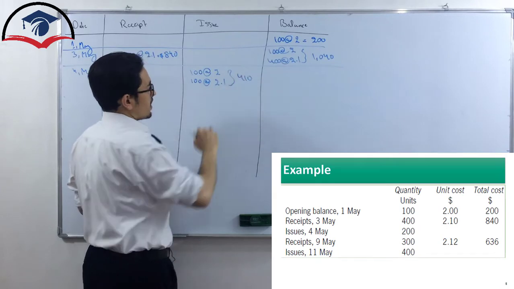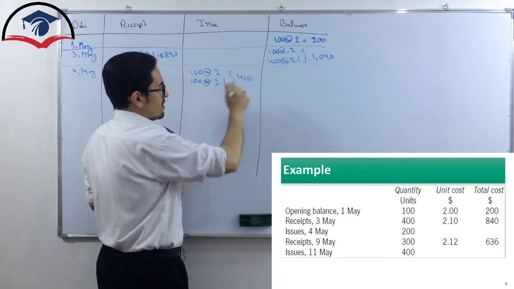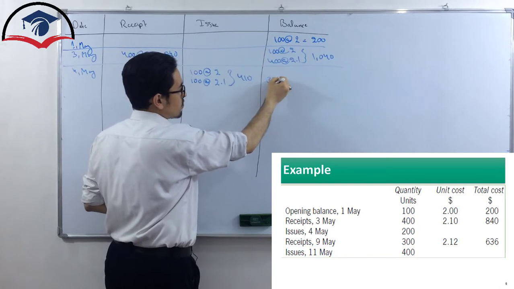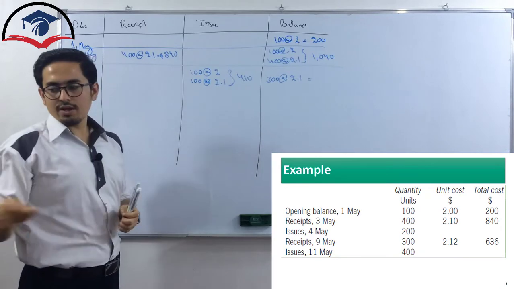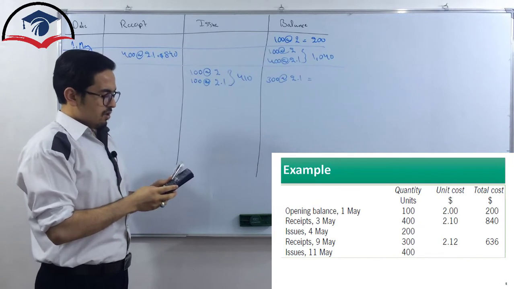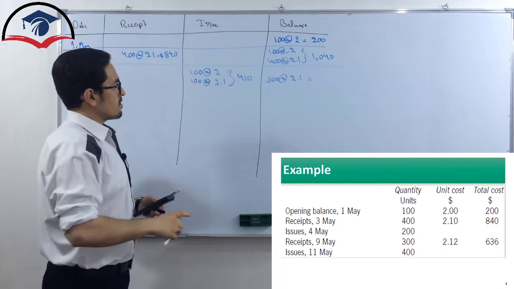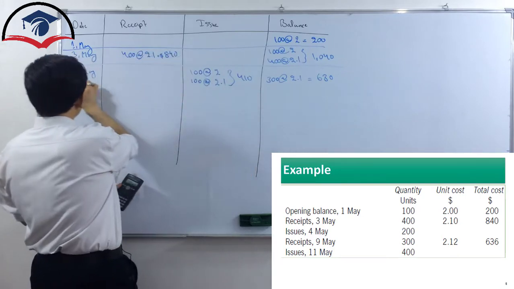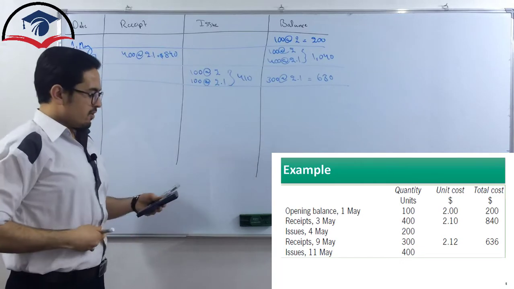$410 is the total cost of our issue. The remaining balance, we have issued this one and 100 from this one, so the remaining balance is 300 units at the rate of 2.1, which is equal to 300 multiplied by 2.1 equal to 630. So we can say after this issue, the remaining balance in our stock is about 630. Let's continue with that.